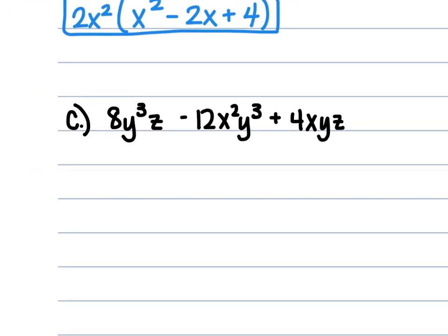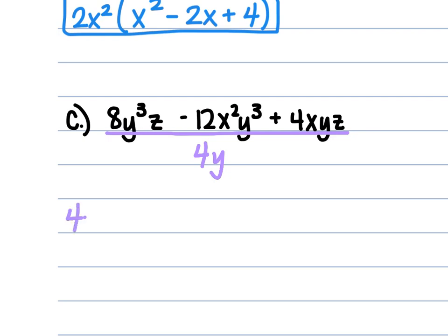For c, we have 8y cubed z minus 12x squared y cubed plus 4xyz. So if we look at all of these terms, they're all divisible by 4. So we're going to pull the 4 out. Do they all have a y? Yes. The smallest exponent on y is a 1. So we'll pull just one y out. Do they all have a z? No. Do they all have an x? No. So the only thing you can divide out from each of these terms is a 4y.